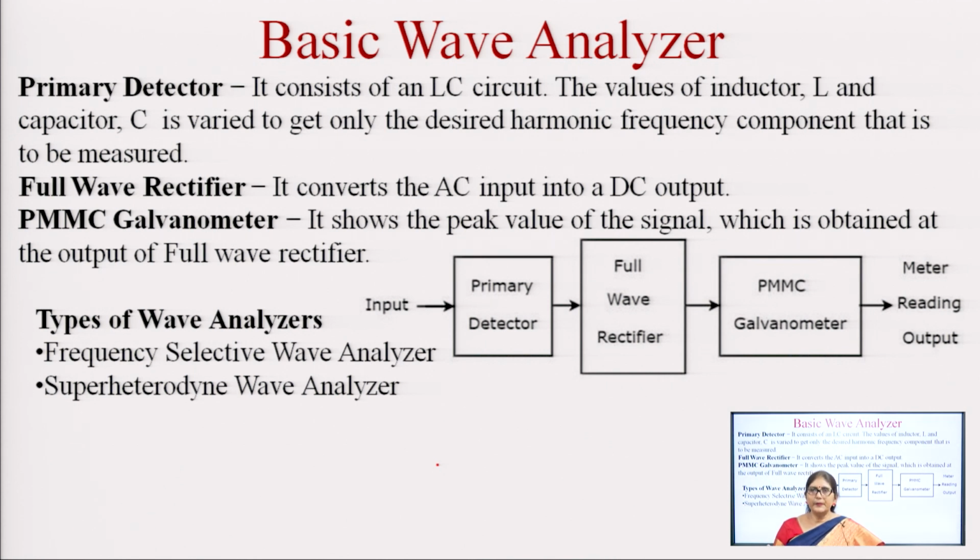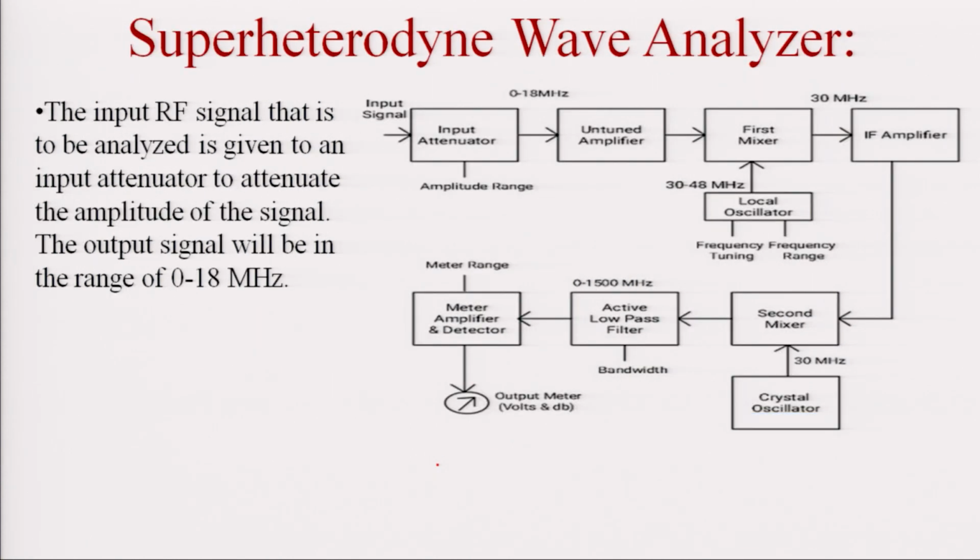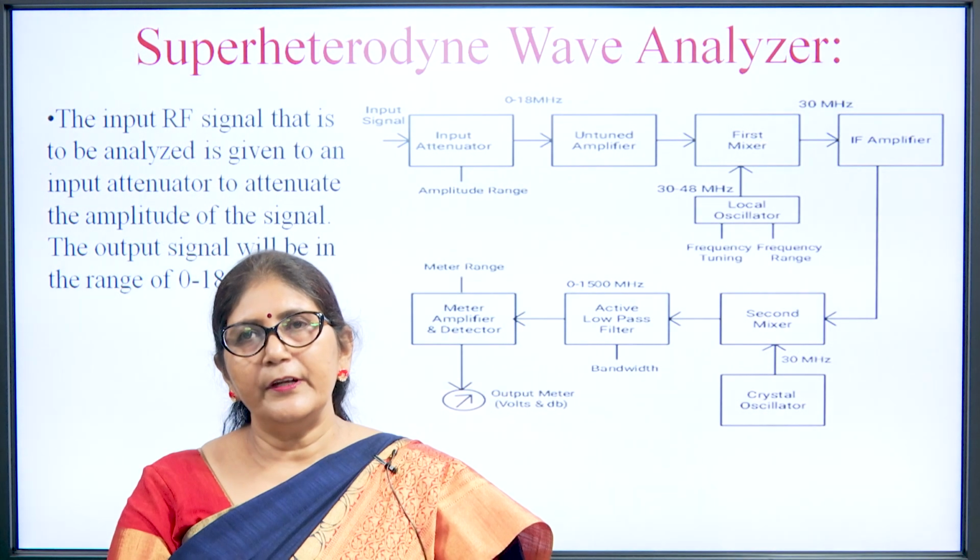Then there is a PMMC galvanometer instrument, and that instrument can be calibrated in terms of peak amplitude. So, it can display the peak amplitude, although the amplitude that is applied by the full wave rectifier is the average, we can calibrate it in terms of peak value. So, this is the basic circuit of the superheterodyne wave analyzer.